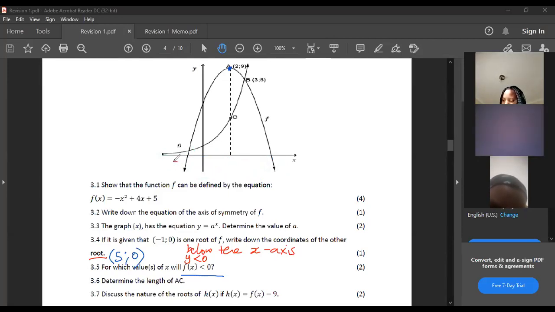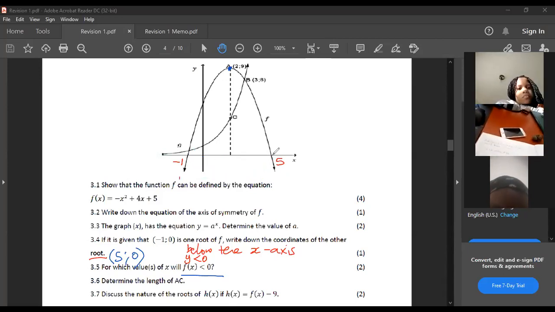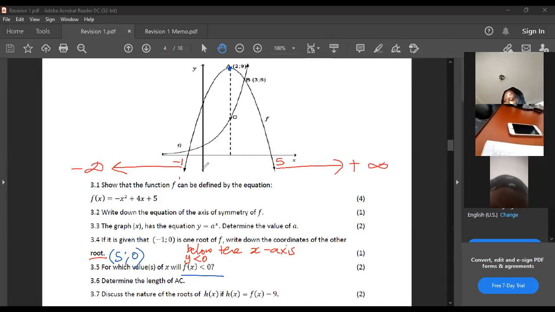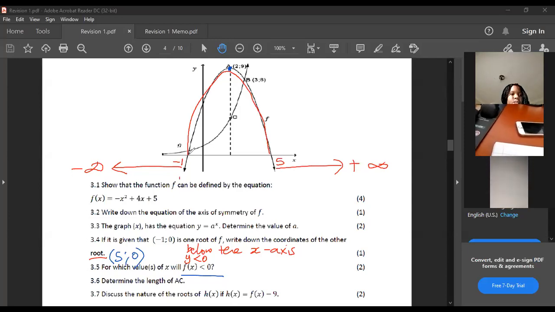Remember, we said this is -1. We said this is 5. Right. So where do you find the graph below the x-axis? Let's follow it. Do you notice that here, this part is below and this part is below? But this part is below going where? To negative infinity. This part is below going to positive infinity. So here I'm going to positive infinity. Here I'm going to negative infinity. It's below. All this part here is above. I don't want this part which is above the x-axis because it's for f greater than 0. I don't want this part. I want the part where it's less than 0.